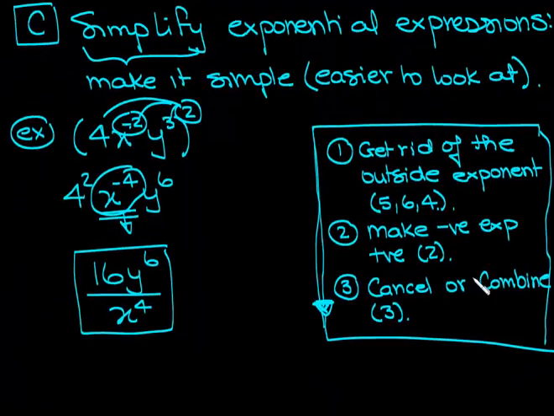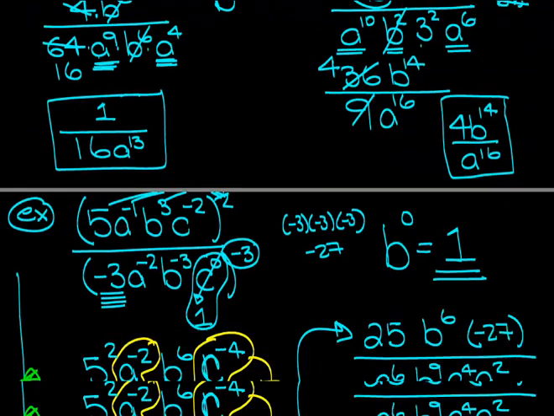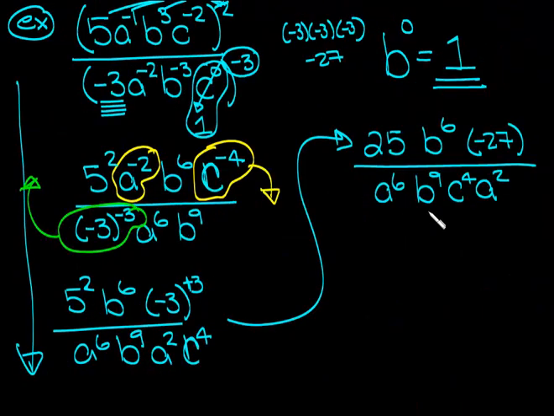The next thing we want to do is what? Cancel and combine. So let's do that. So over here, if you notice, I have 6 b's on the top. I have b times b times b times b, 6 times, and 9 on the bottom.